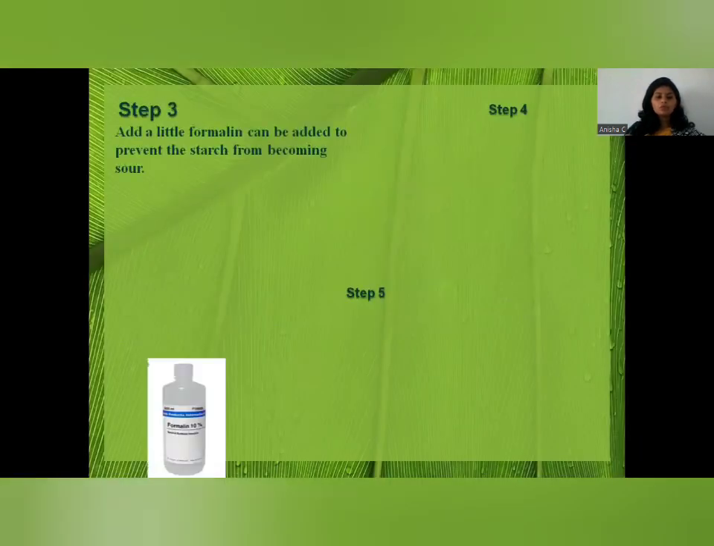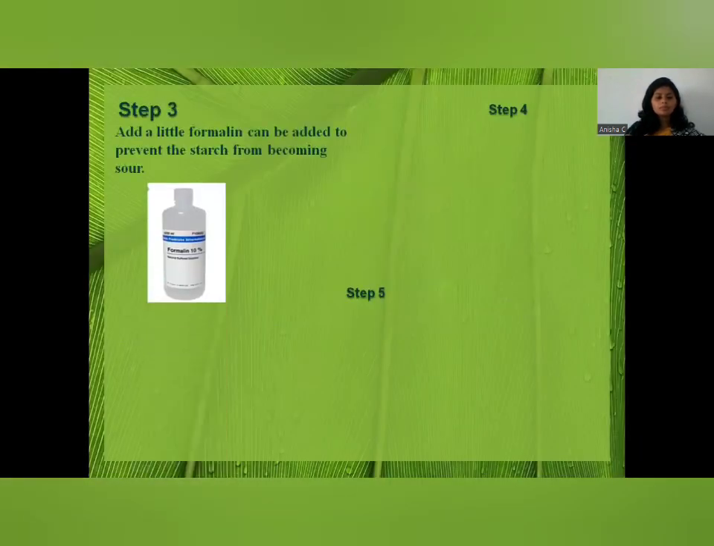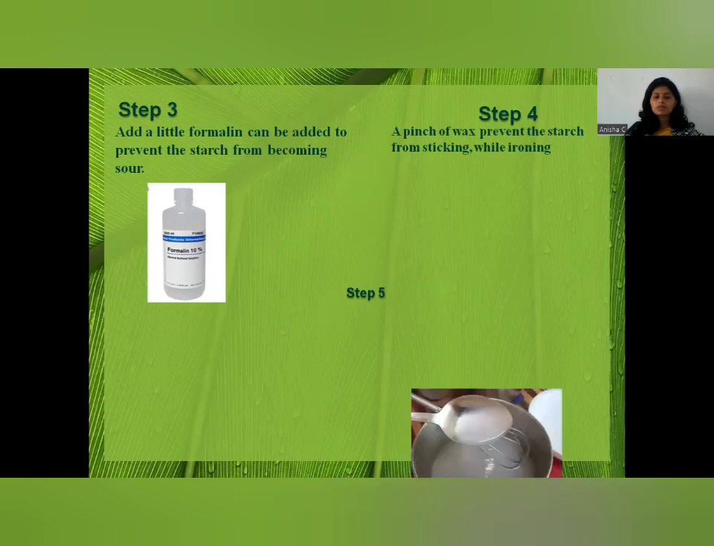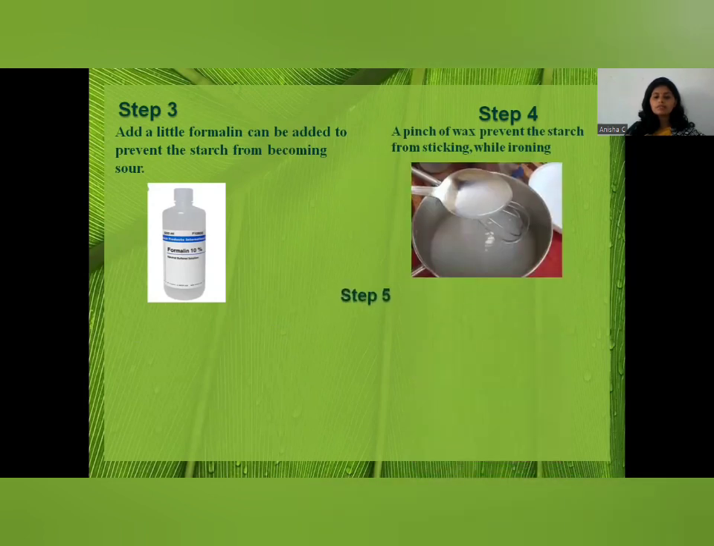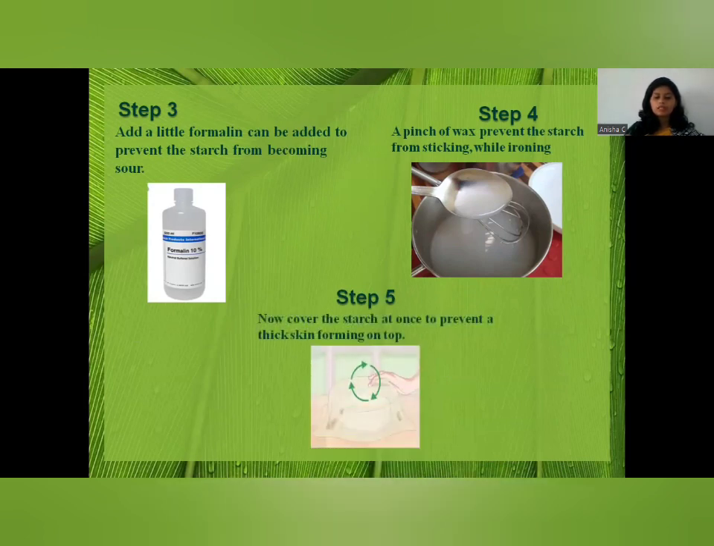Step 3. Adding a little formalin can prevent the starch from becoming sour. Step 4. A pinch of wax prevents the starch from sticking while ironing. Step 5. Now cover the starch at once to prevent a thick skin forming on the top.